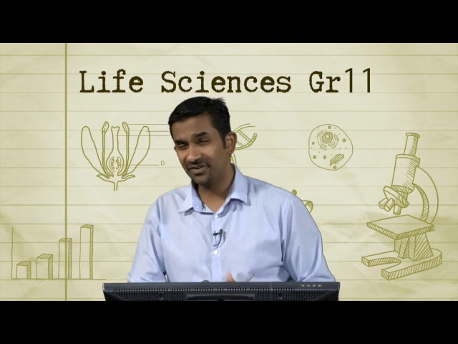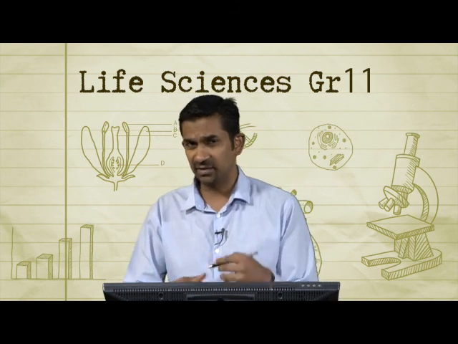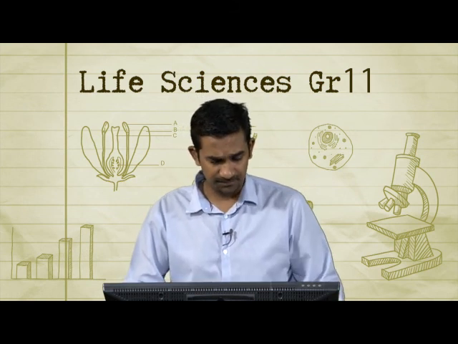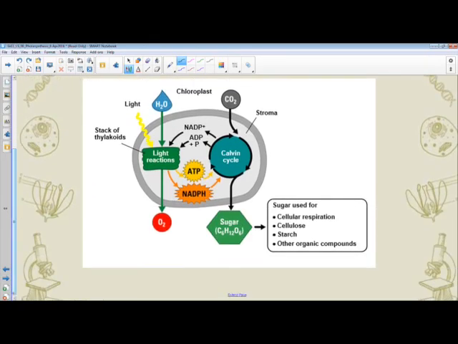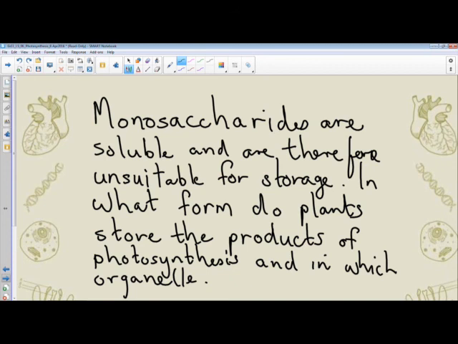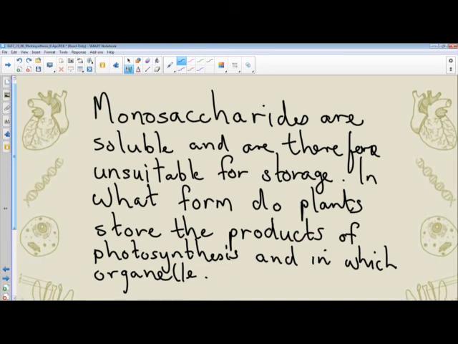Guys, I've got one final question. I'm going to get through that, and then we're going to have an overview of this lesson. So again, we move on through this diagram, but it relates to whatever we've been doing thus far. So the question reads, monosaccharides are soluble and are therefore unsuitable for storage. In what form do plants store the products of photosynthesis, and in which organelle?